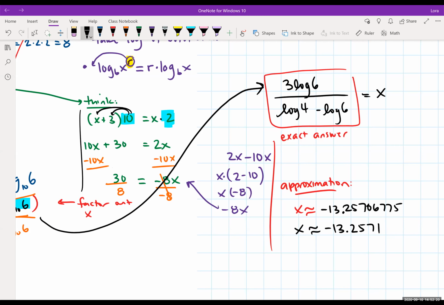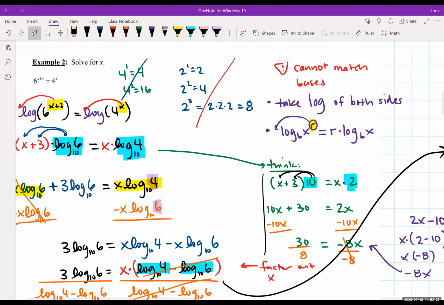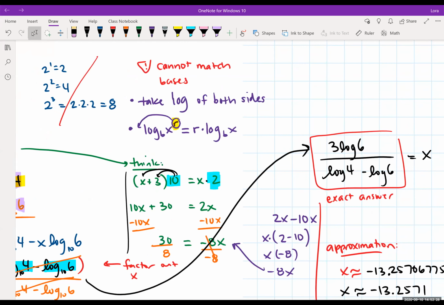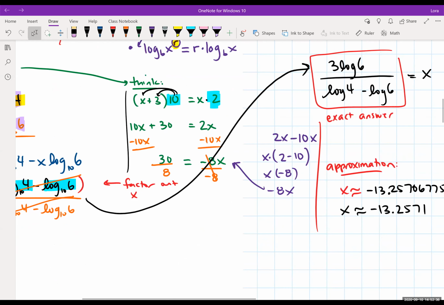So just be careful. Like I said, if the directions don't specify, it's probably safer to go with the exact answer. Or if you're using this calculation for another calculation, it's probably safer to keep the exact answer. But the approximation will also suffice if you are just trying to figure out what that actual number was.